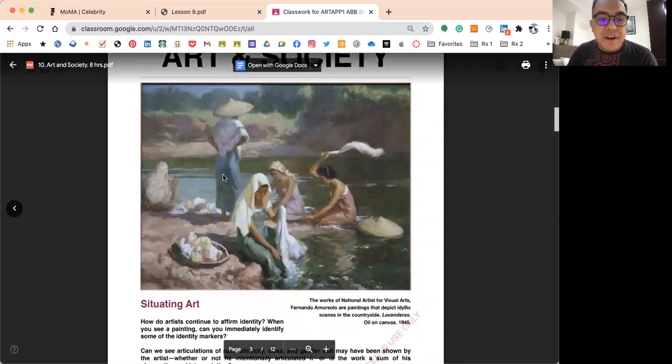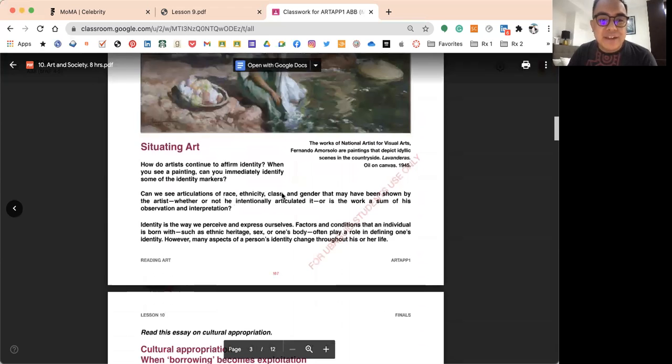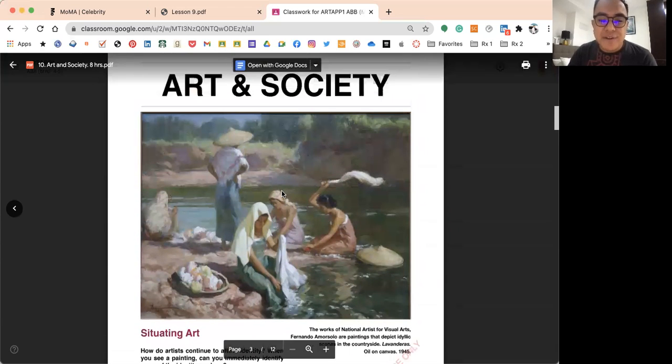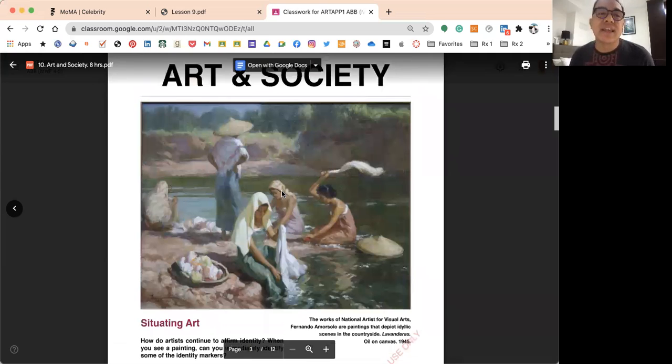Okay, so art and society. This is, of course, Fernando Amorsolo. As I've told you last time, this is Lavanderas. Whenever you see a work by Amorsolo, you have an idea that it is by him. You know that it's an Amorsolo just by the theme, the subject matter, even the colors that are used. And I think that's what art is all about. One of the things we're supposed to learn is to identify or know certain themes.